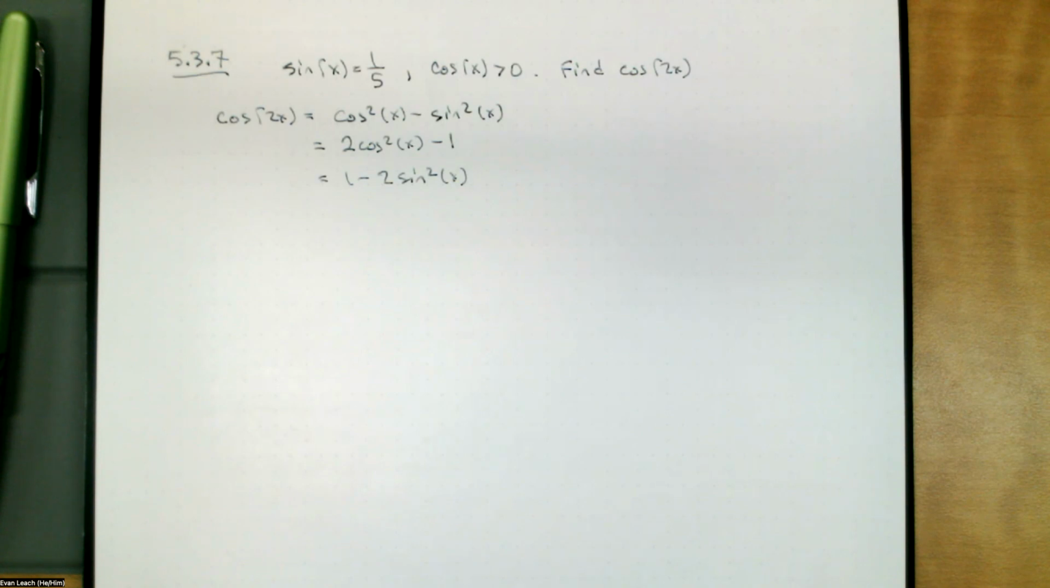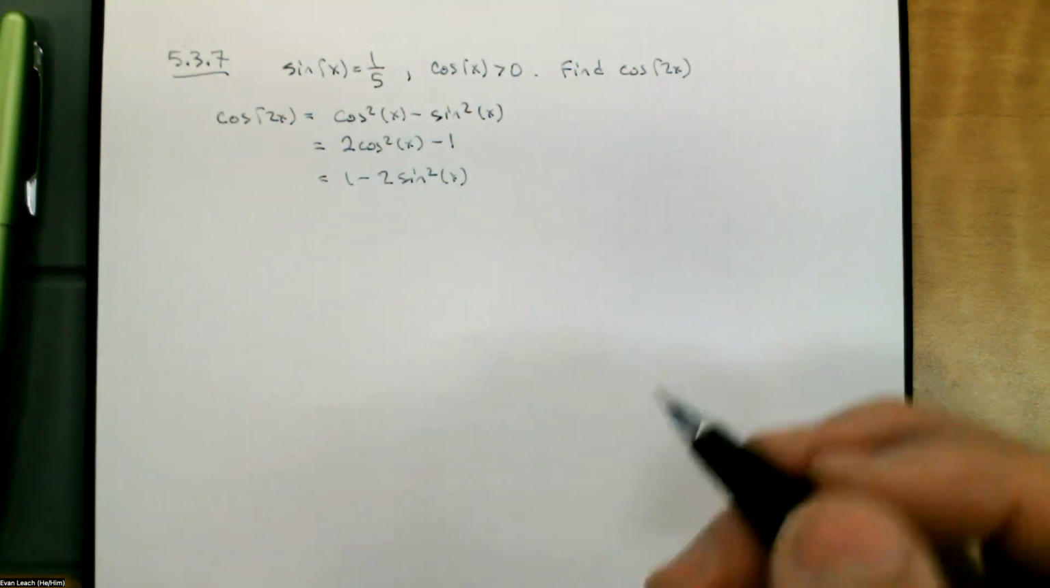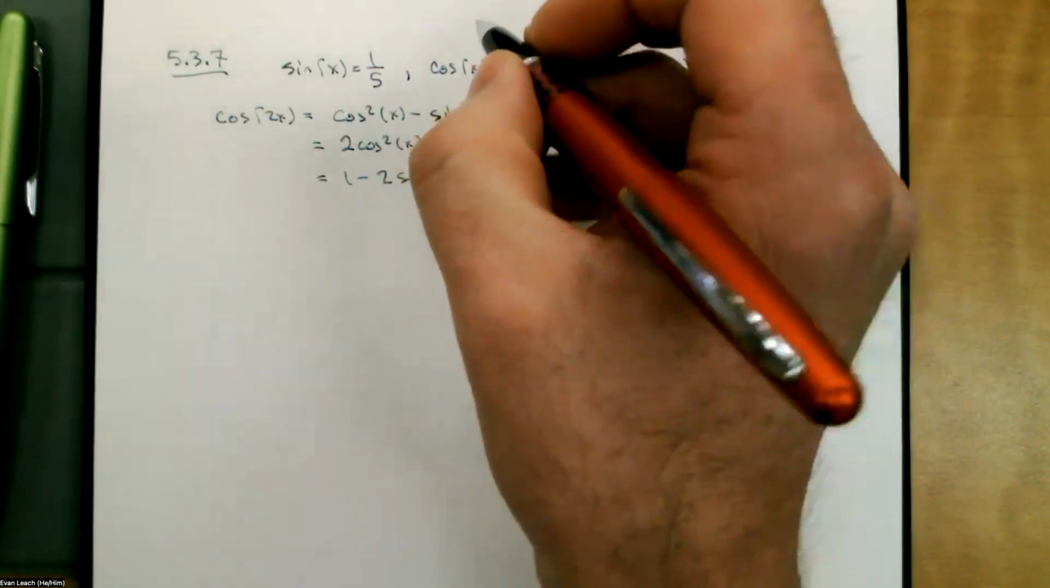In this problem, we're given that the sine of x is 1/5, and we're asked to find the cosine of 2x. We're also told that cosine of x is positive. So since sine is positive and cosine is positive, this is the problem's way of saying that x is in quadrant 1.